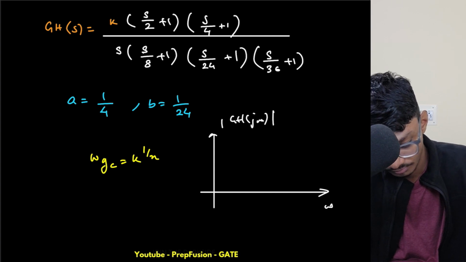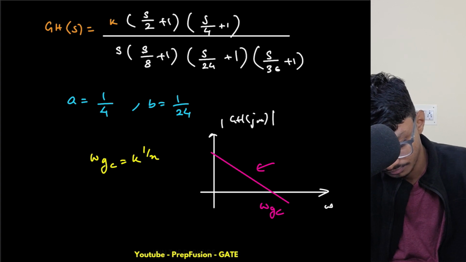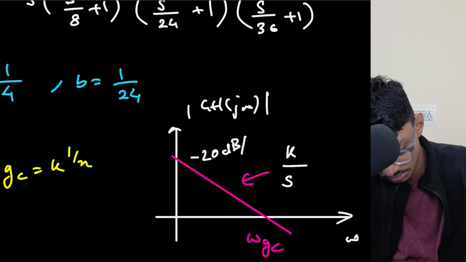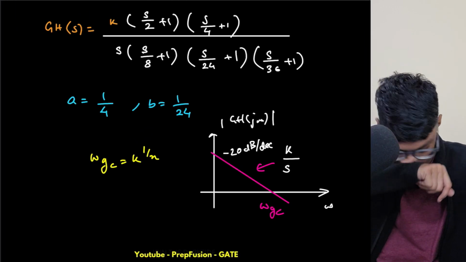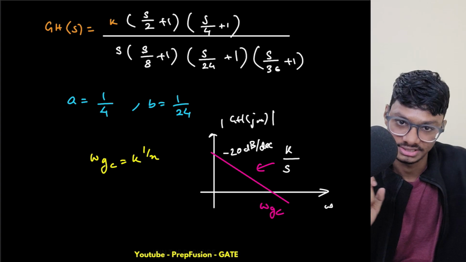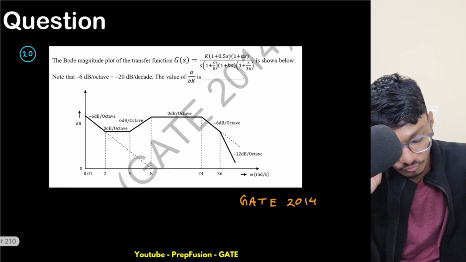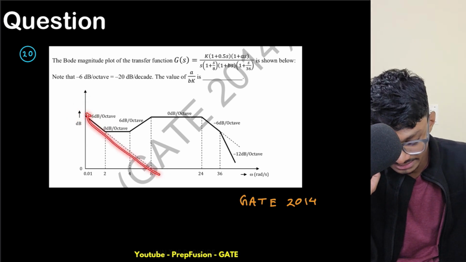Omega. This was my omega GC, and this is my K by S. Here my slope is minus 20 dB per decade. Okay, if you remember the formula, well and good. If you don't remember the formula, we can solve this simply. So this is my omega GC here. That's why they have given this, to find the value of K. So this and these are same.